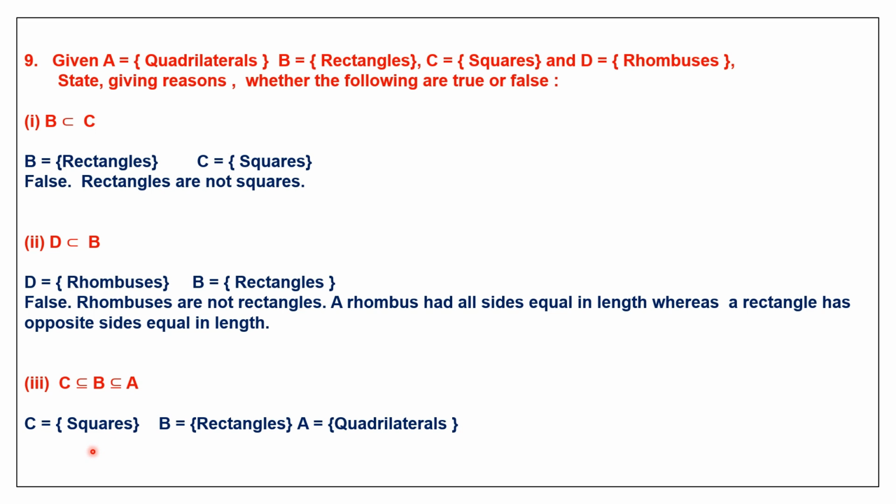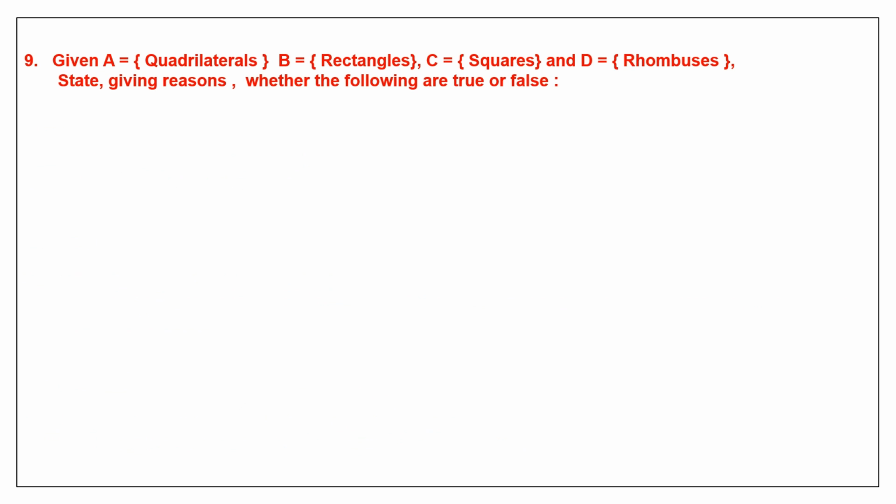because they have similar properties as the rectangles. Here also opposite sides are equal. Here also the angles are all 90 degrees. So we can say C is a subset of B. Now is B a subset of A, which is quadrilaterals? Yes, squares and rectangles are quadrilaterals. That means this statement is true. Squares can be rectangles and rectangles are quadrilaterals. So squares are quadrilaterals, rectangles are also quadrilaterals.